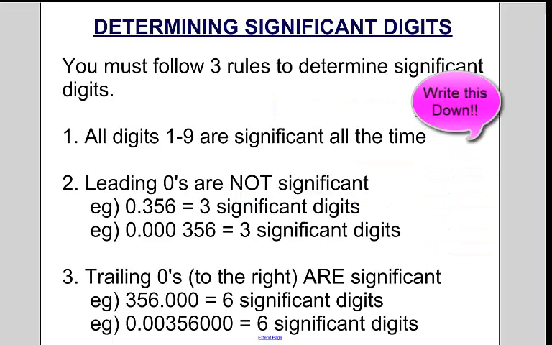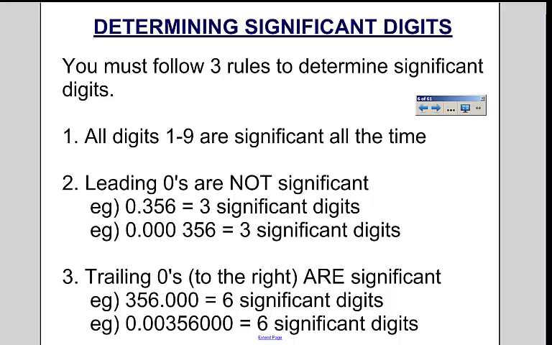Now, when you're looking at your significant digits, not all of the numbers count. They're not all significant. So there's 3 rules, and these are really important to write down, that tell us which numbers are significant. So basically, all the numbers between 1 and 9 are significant all the time. So the number 15, both the 1 and the 5 are significant. Same with the number 123. The 1, the 2, and the 3 are all significant because they're all numbers between 1 and 9. Now number 2, leading zeros are not significant. So if you have zeros before the number, those don't count.